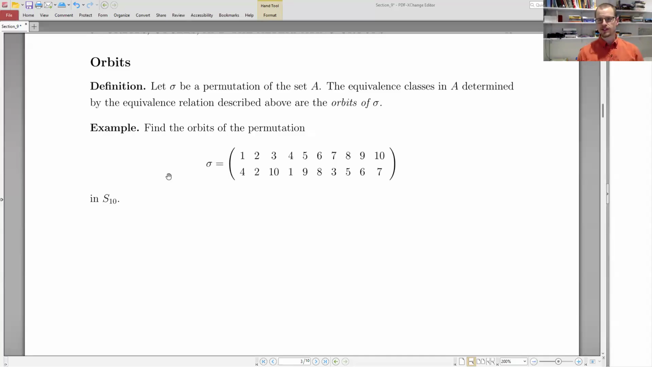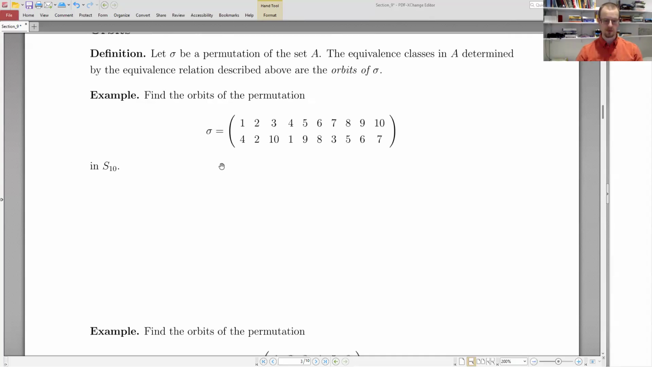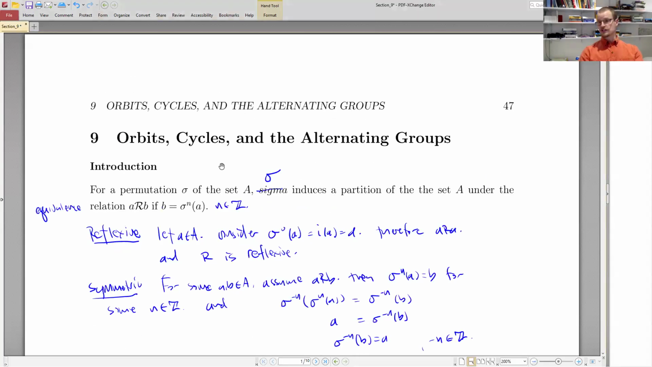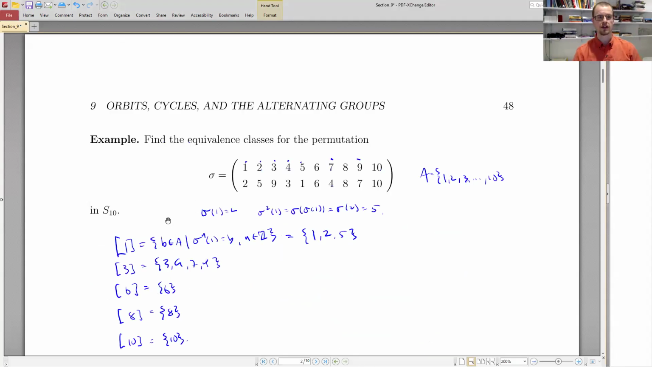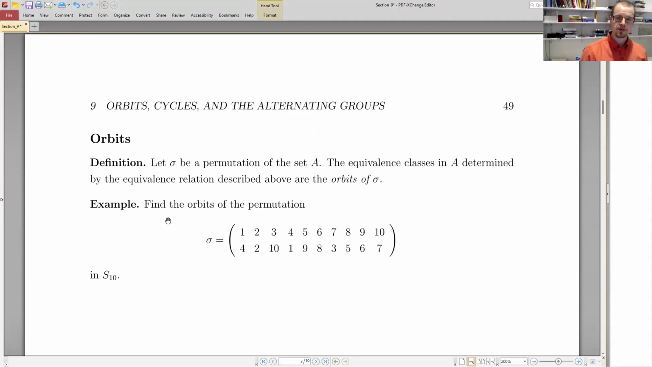Here we are. Let sigma be a permutation of the set A. The equivalence classes in A determined by the equivalence relation described above. So that's that same equivalence relation that we talked about before. If we want to, we can go back. This is the equivalence relation that we're talking about. Two things are related if sigma sends A to that. Fantastic. So we have, let sigma be a permutation. We get the equivalence classes that are induced by the permutation. That's fine.